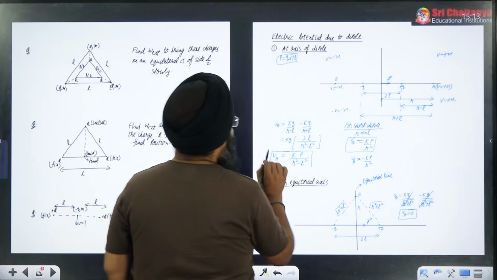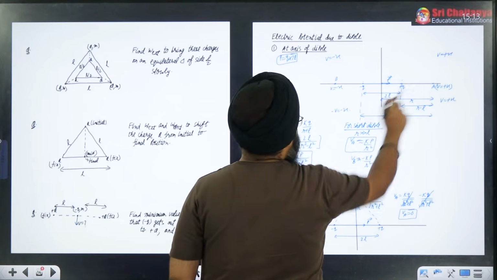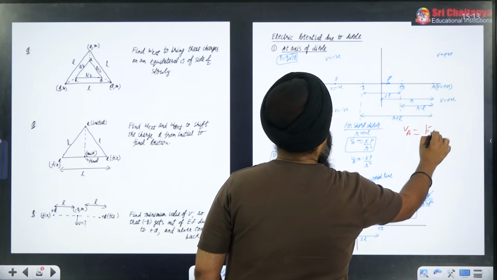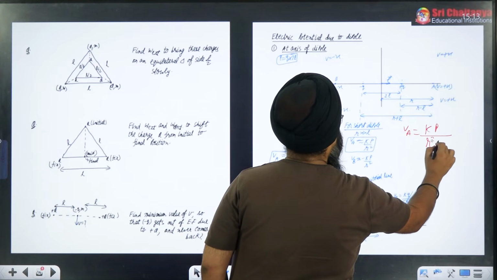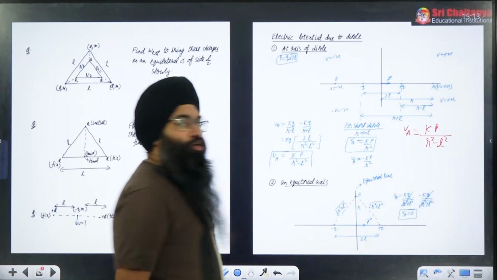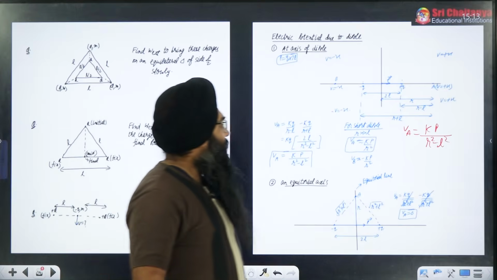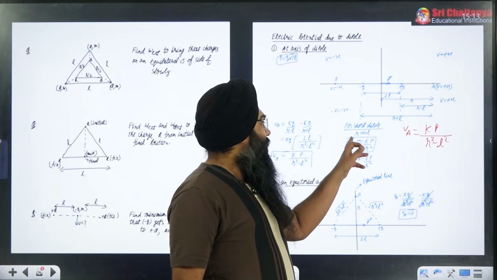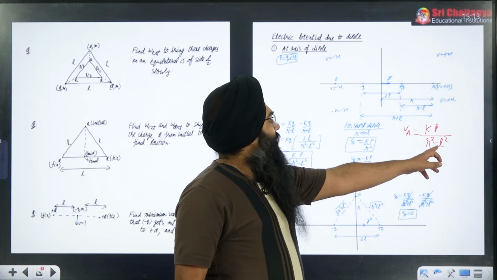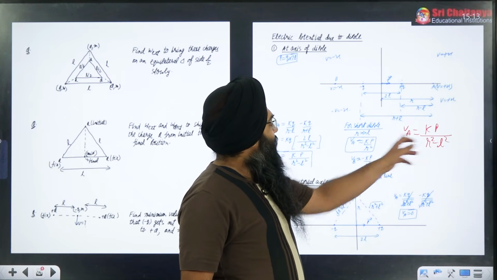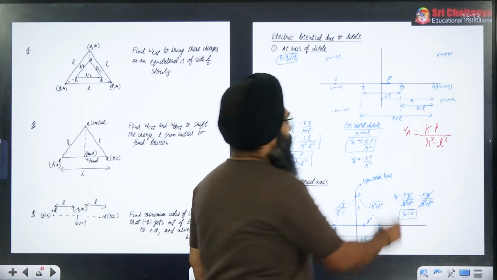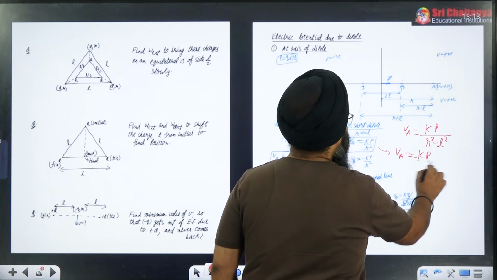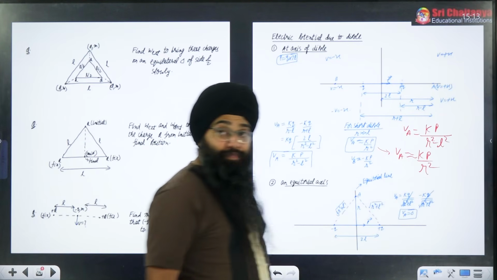So when I discuss the potential on the axis of the dipole, it will come out to be Kp divided by r square minus L square. This is the potential due to the dipole, Kp divided by r square minus L square. Now for a short dipole, meaning when r is much greater than L, you can neglect the value of L, and the potential will come out to be Kp by r square. So for a short dipole, it will be approximately Kp divided by r square. You have to remember this result.